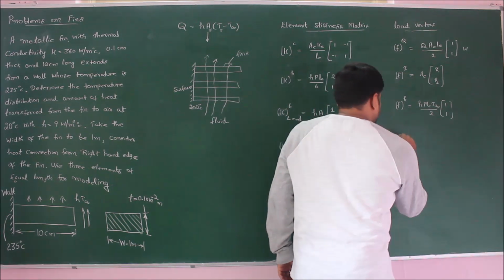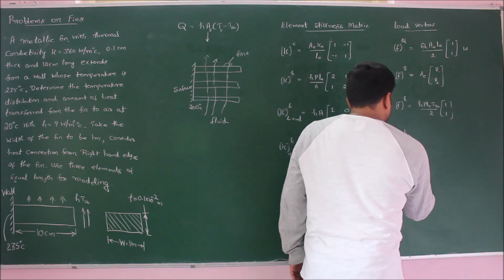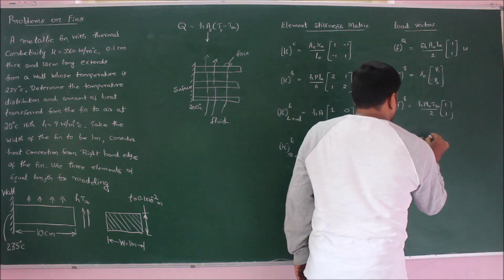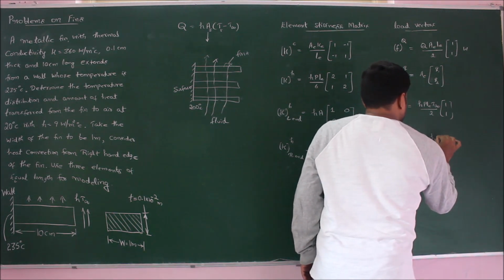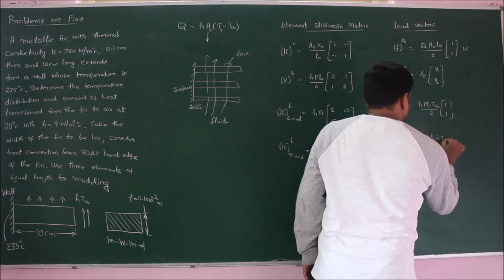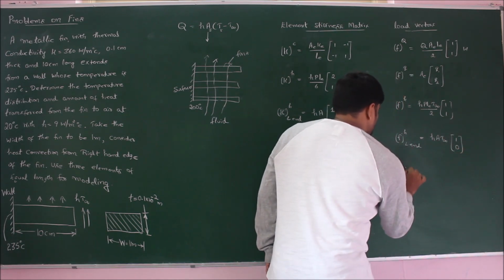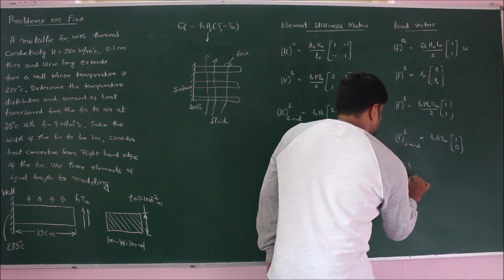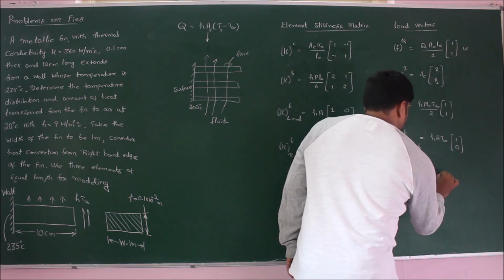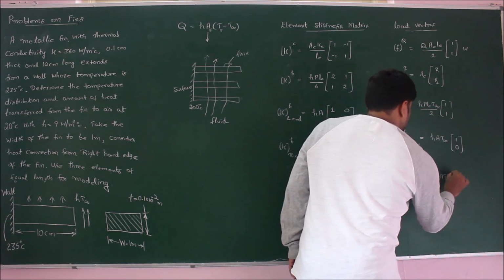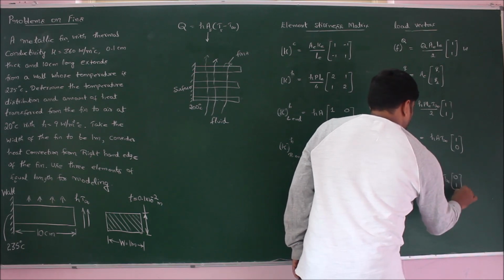Coming to the load vector, due to left end convection we have the formula h times the cross-sectional area times T infinity, with the vector 1 0. Whereas the load vector due to right end convection is given by h times the cross-sectional area times T infinity, with the vector 0 1.